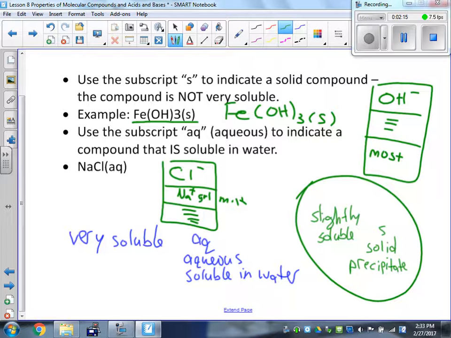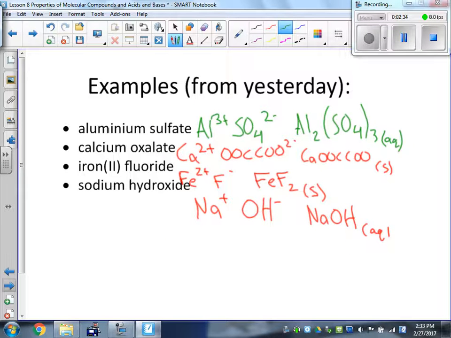And in this case here, since Na+ is up there, it is very soluble. So we would use the term very soluble, aqueous, soluble in water, and that's why I put a little aq behind there to represent very soluble. Okay? So just a little reminder about ionic compounds with that.